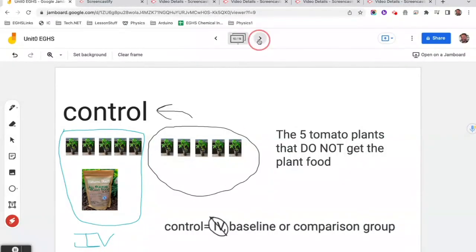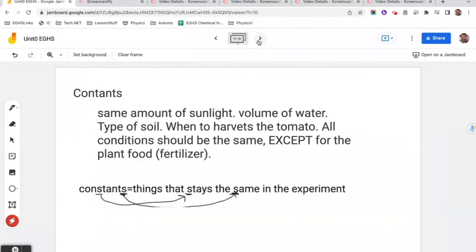Now, constants, there's a ton of these, okay? So constants are things that stay the same, right? So same amount of sunlight, the volume of water given each day, the type of soil, when to harvest, oops, that should be singular, when to harvest the tomato. All conditions theoretically should be the same except for the plant food or the fertilizer. So we have all of these done now, right?